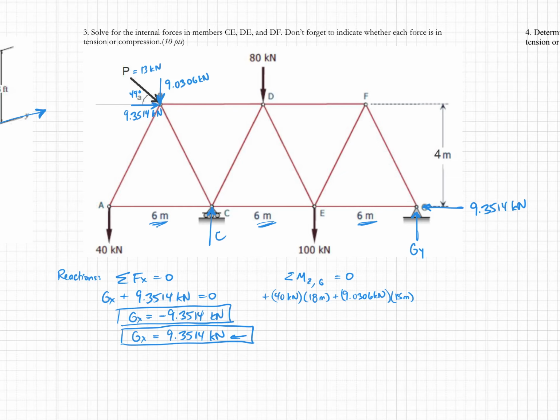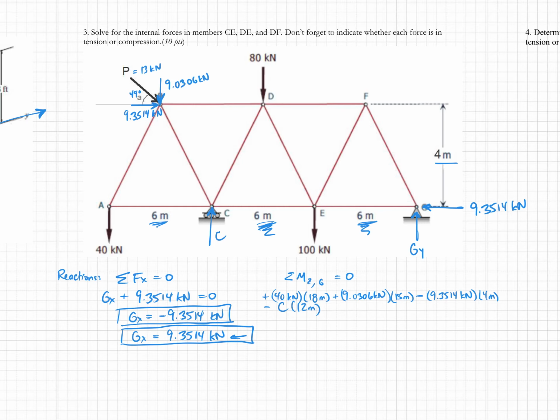Then 9.3514, on the other hand, is going to cause things to spin clockwise. So we're going to go minus 9.3514 kilonewtons. And its distance is 4 meters. Okay, so I'm going to keep going. We got C, which is going to cause things to go clockwise. So we go minus C times 6 times 6. That's 12 meters.